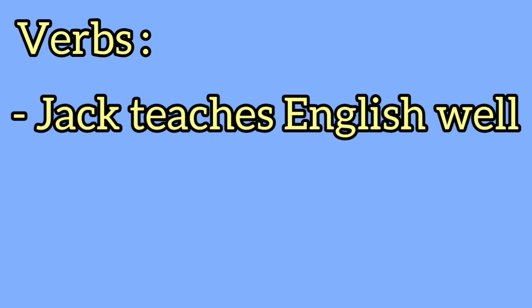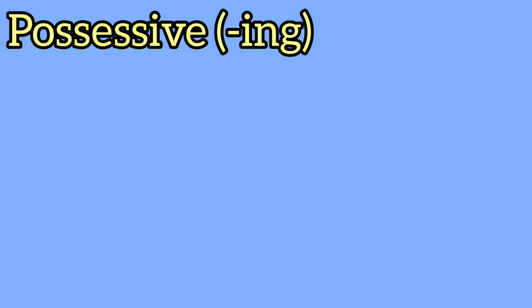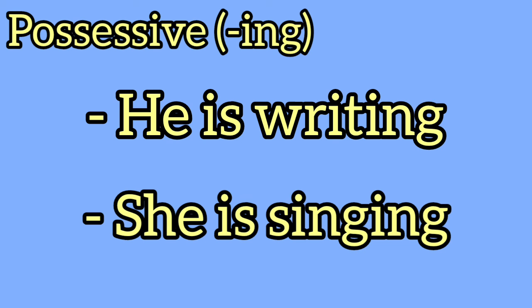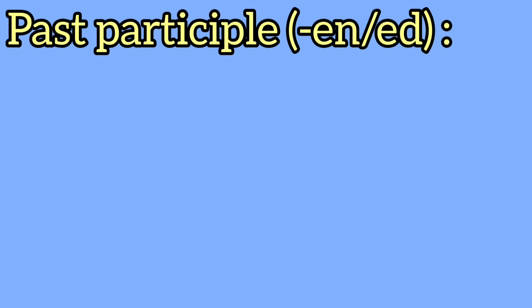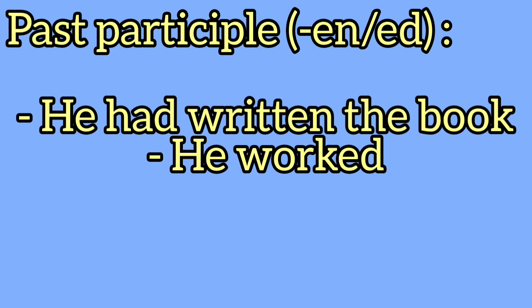For example, Jack teaches English well. And then, he reaches the place on time. The progressive is used in, for example, he is writing and she is singing. In past participle, en or ed is used. For example, he has written the book and he worked.